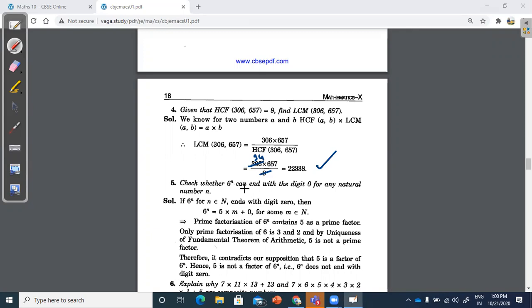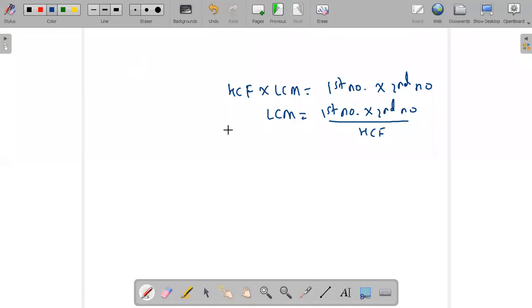Moving on to question 5. Check whether 6 to the power n can end with the digit 0 for any natural number. Now see, when does a digit end with 0? If you look at 10, 20, 40, 500, what is the common thing that you observe? They are all multiples of 10. Okay, only multiples of 10 end with 0, compulsorily.